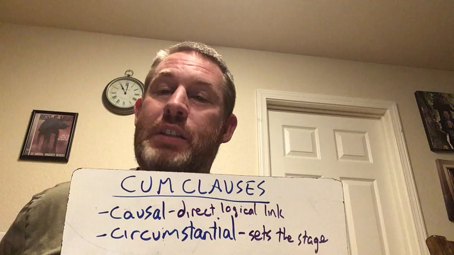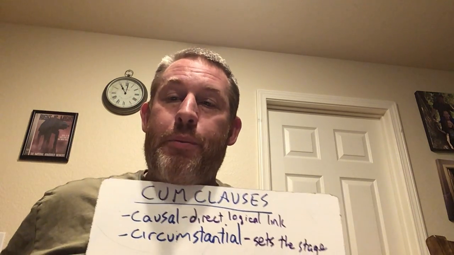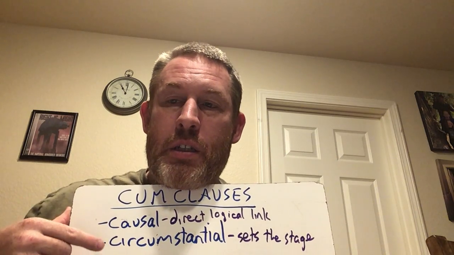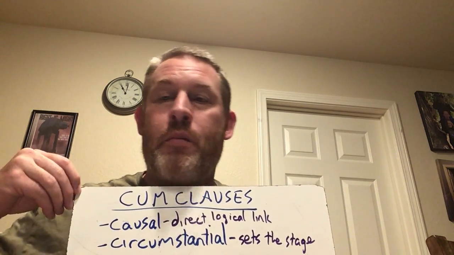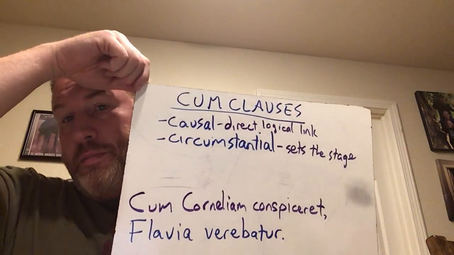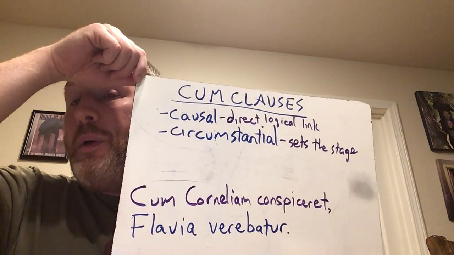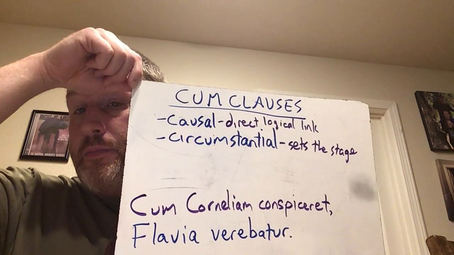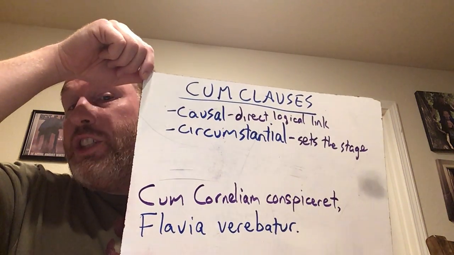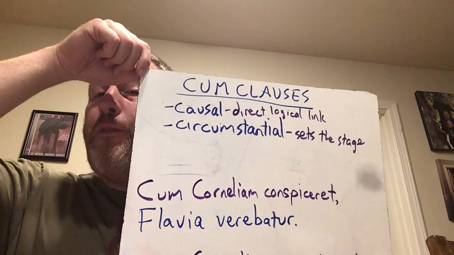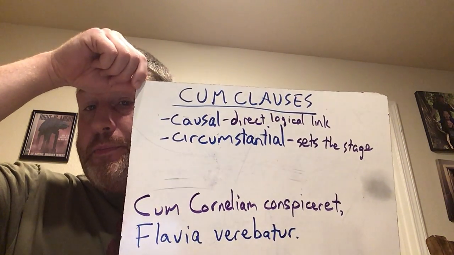Circumstantial is just setting the stage. Now, realistically, 10 to 15% of your cum clauses are these, the rest are the other type. I'll give you a quick couple of examples. Cum Cornelium conspiceret, Flavia verebatur. Once she spotted Cornelia, or once she was spotting Cornelia, Flavia was fearing.